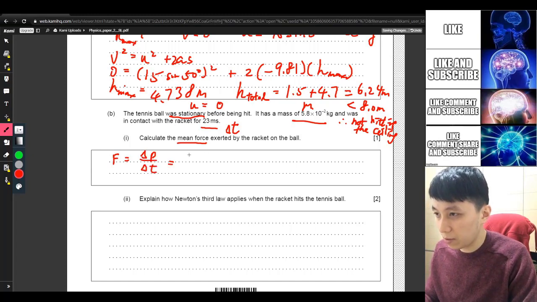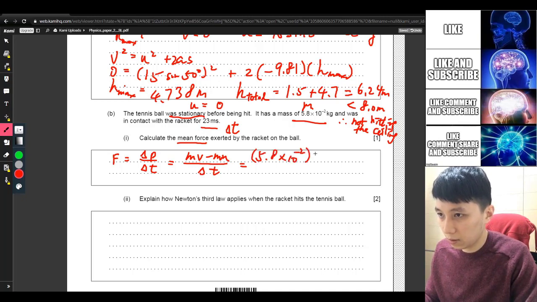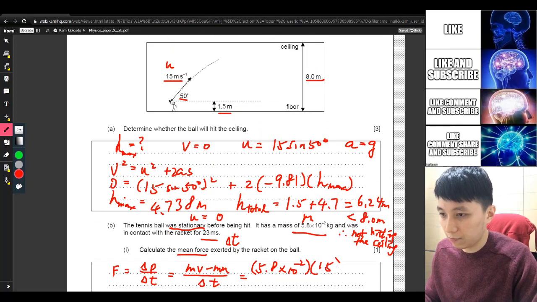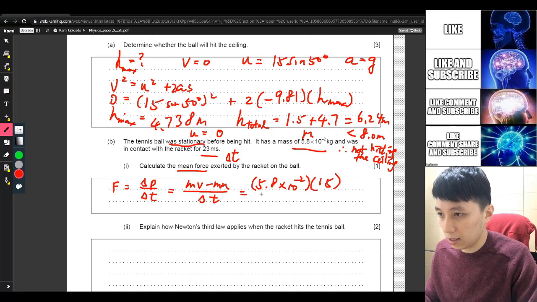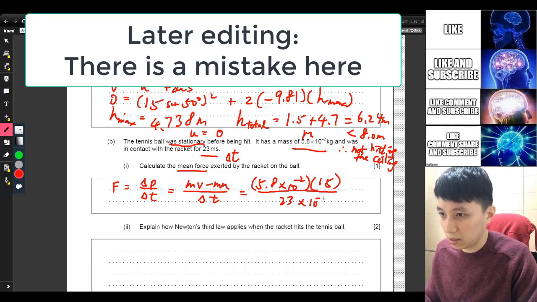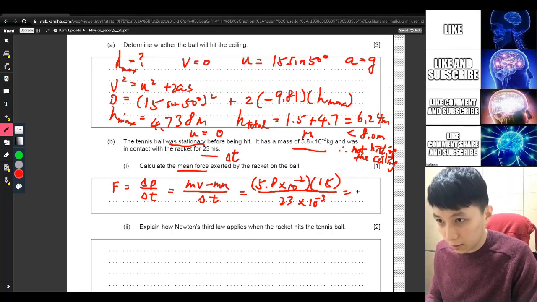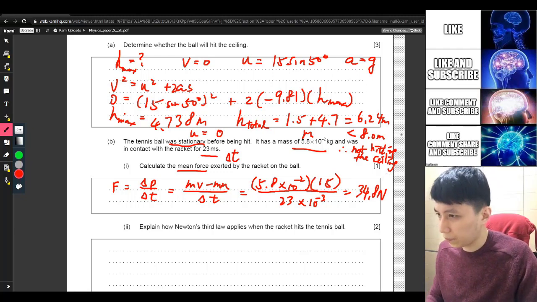Delta P will simply be mv minus mu, and u is 0, so we simply have the mass times the v which is given as 15, and delta T would be 23 milliseconds. So milli is 10 to the -3. Again, calculator. So I get 34.8 Newtons. That should be the answer.